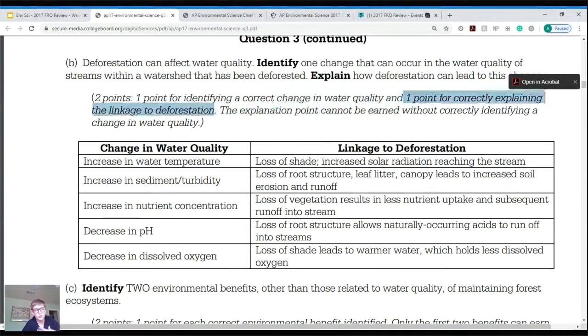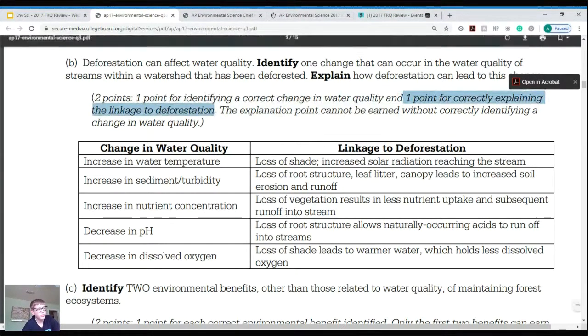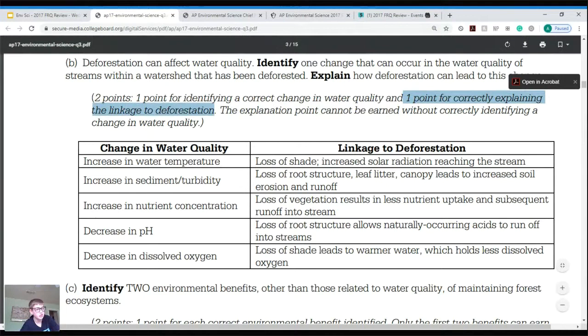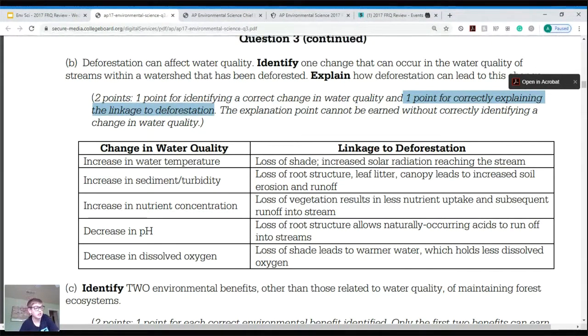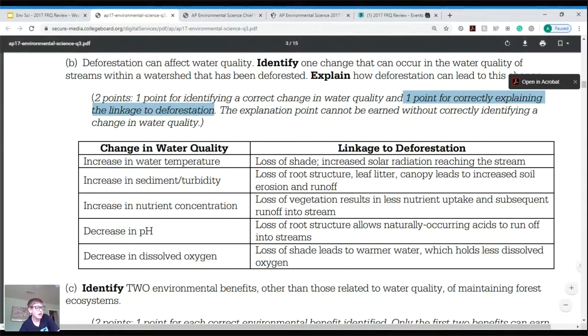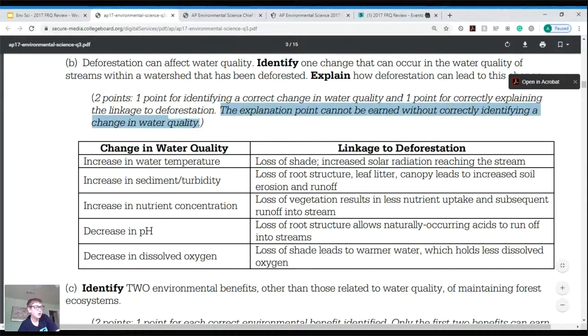Usually in more recent FRQs, there's going to be 1 point for linking and 1 point for explaining, but this year there was 1 point that you had to correctly explain and correctly link to get that point. See how it says the explanation point cannot be earned without correctly identifying? So if you don't have an identifier that's on this list, even if you try to explain one of these, well, not the right answer. Sorry, no dice.